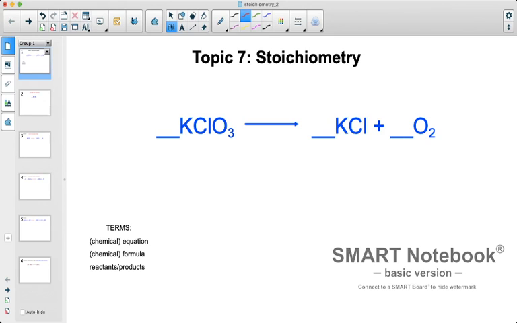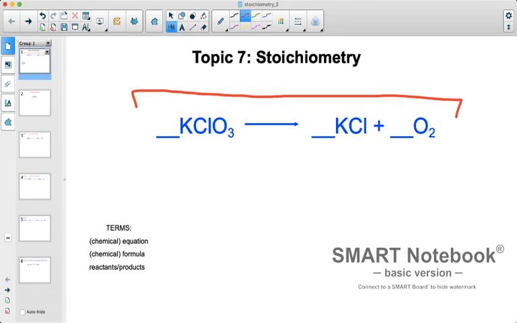equations. Before we learn anything about balancing equations, I do want to go over a couple of terms that you should already know, just to refresh your memory. So the first term that I want to go over really is chemical equation. Now, what we have in front of us right now is one chemical equation. So this whole thing is known as a chemical equation.